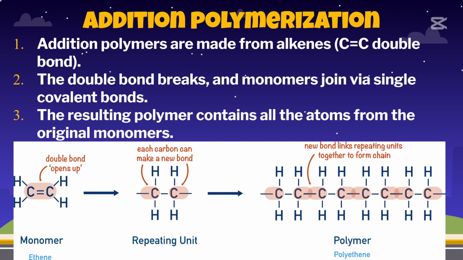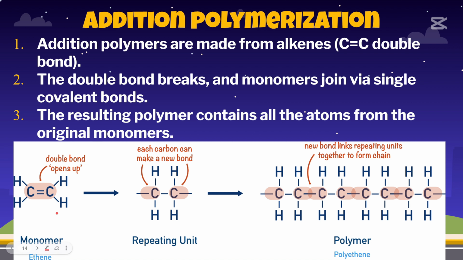Addition polymers are made from alkenes, which is a C double bond C, as I would have said earlier. The double bond breaks and monomers join via single covalent bonds, right? So these are our covalent bonds. The resulting polymer contains all the atoms from the original monomers. So we don't lose any atoms. We don't substitute. It's not substitution. We're not losing anything. Instead, all we're doing is breaking a double bond and simply adding something to where that double bond would have been, right?